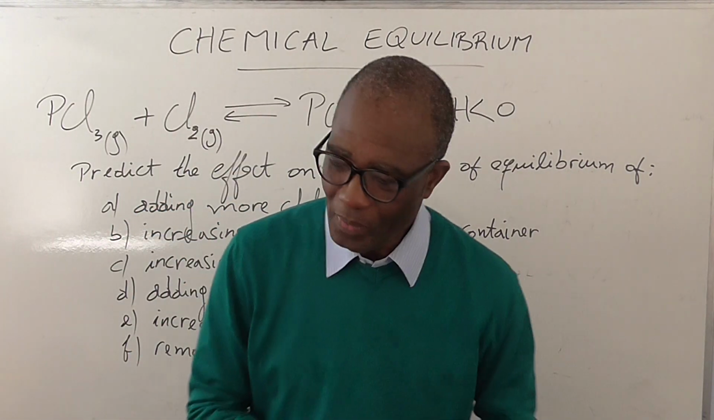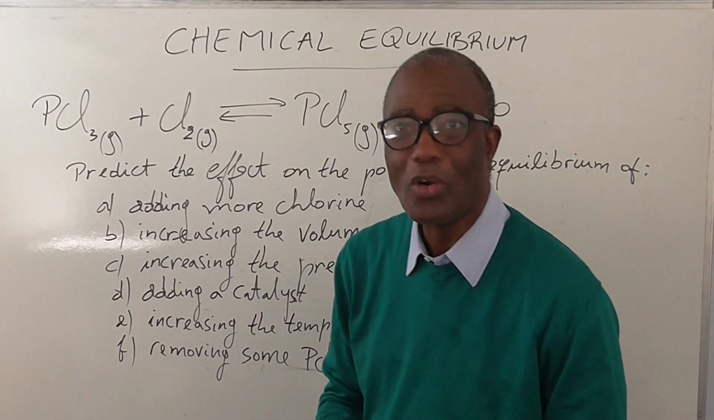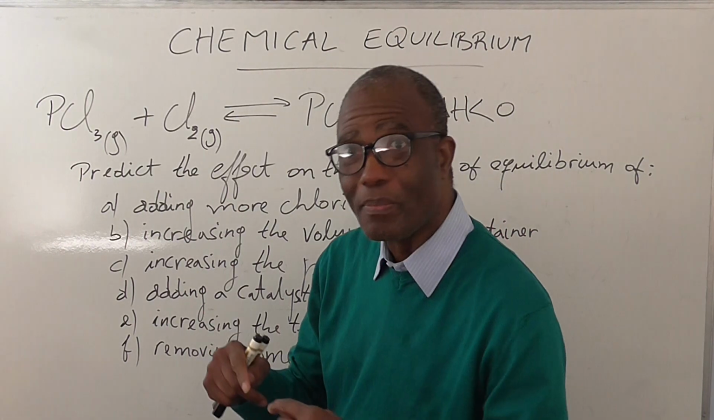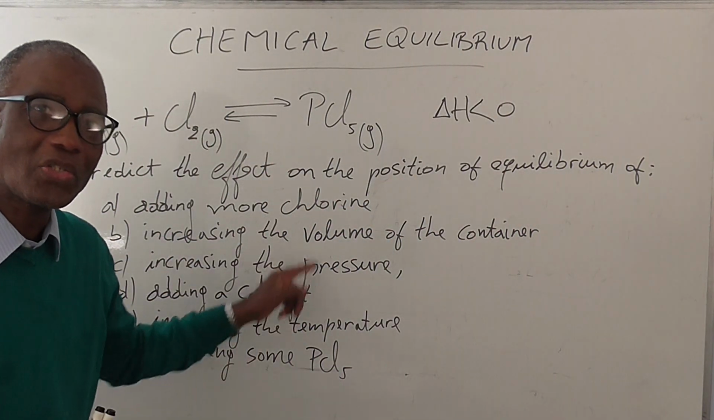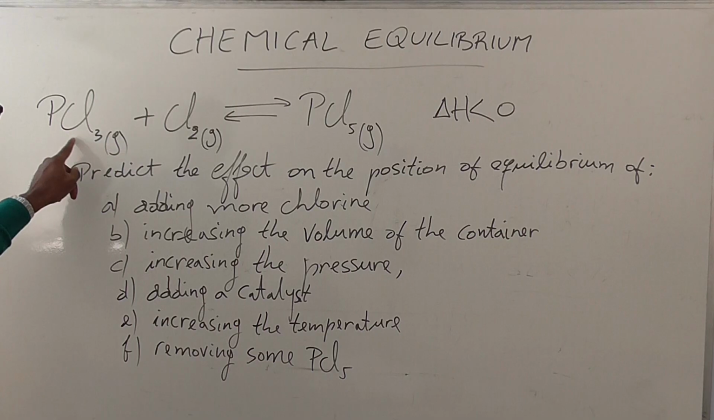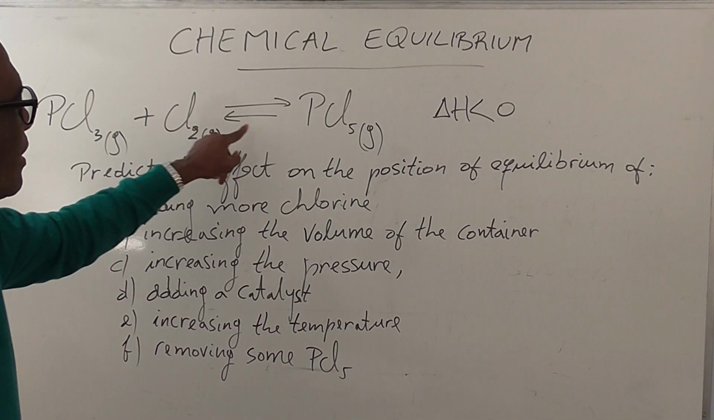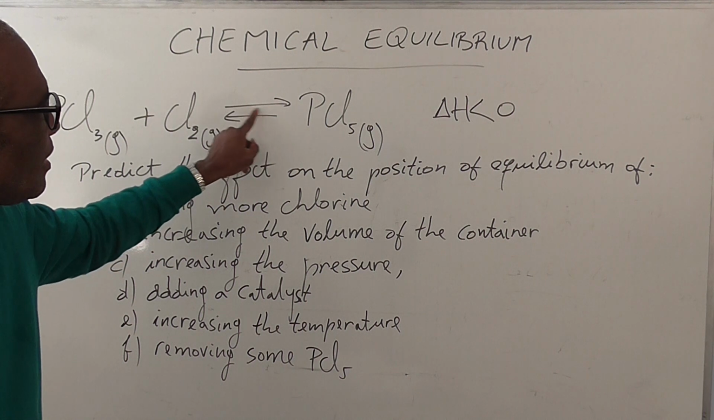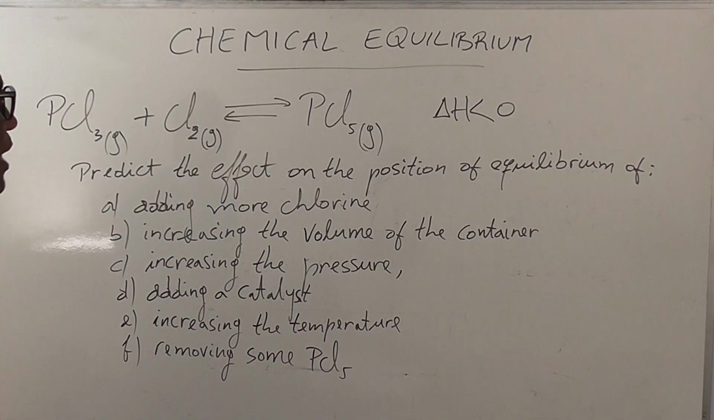Now we have here a question. We are going to use what we have learned about the Le Chatelier principle to answer the questions that we have here. We have PCl3 plus Cl2 giving PCl5, and the two arrows, one going to the left, another going to the right.